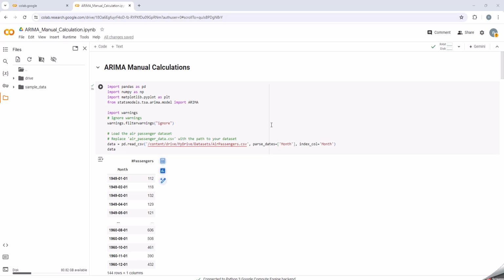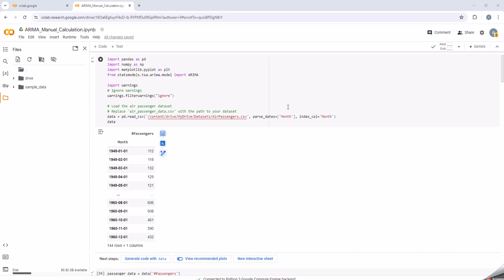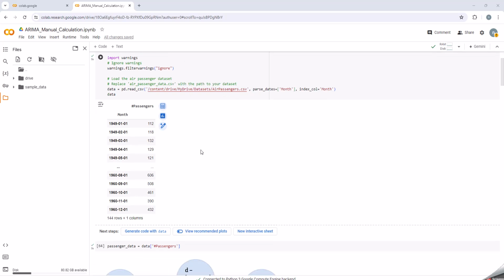Hello. In this video, we are going to see the manual calculations behind the ARIMA model. First, we will import the necessary packages and the dataset required for this demo. We're going to use the air passengers dataset. It consists of 144 rows of data with monthly frequency starting from January 1949 till December 1960.